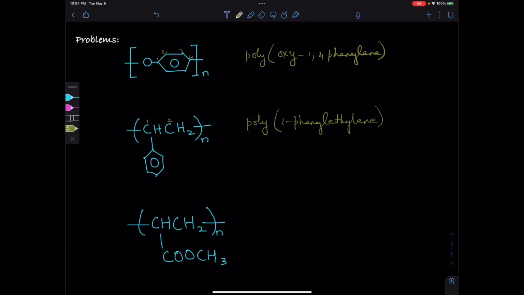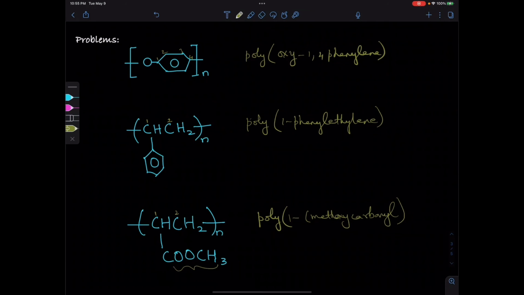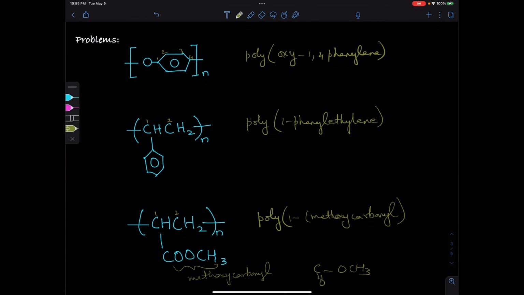The next one, poly followed by, this carbon gets a smaller number and this carbon gets a higher number. So 1 methoxy carbonyl, which is this group. This group is a methoxy carbonyl group. We have the OCH3 attached to the C double bond O. 1 methoxy carbonyl ethylene.